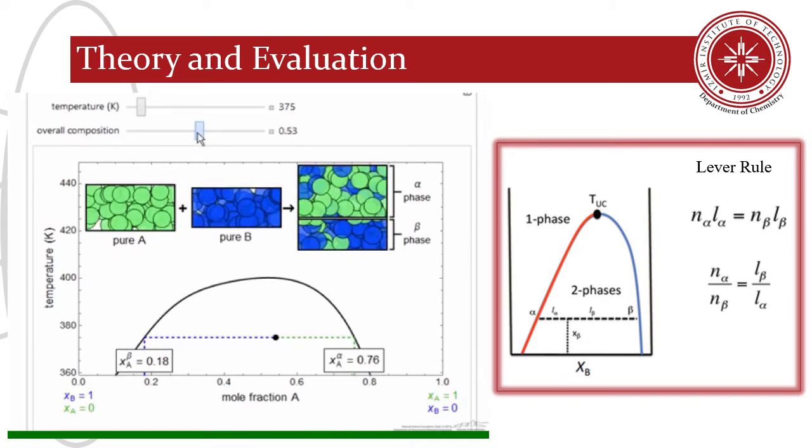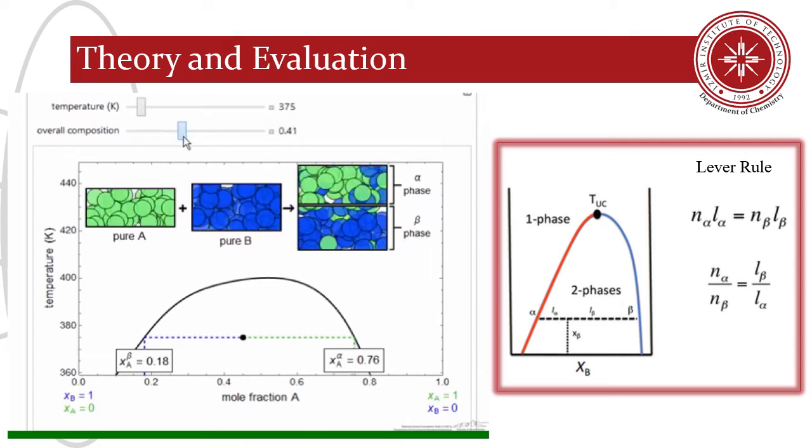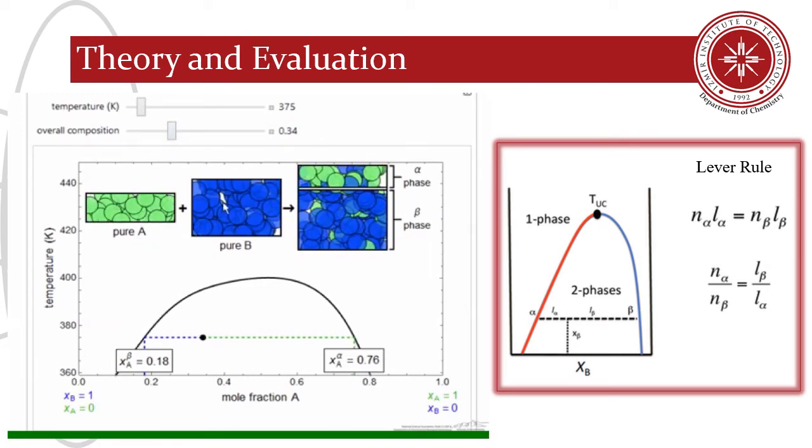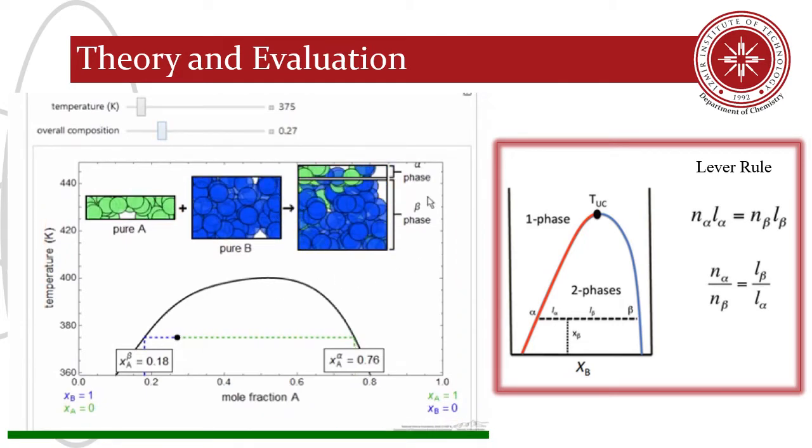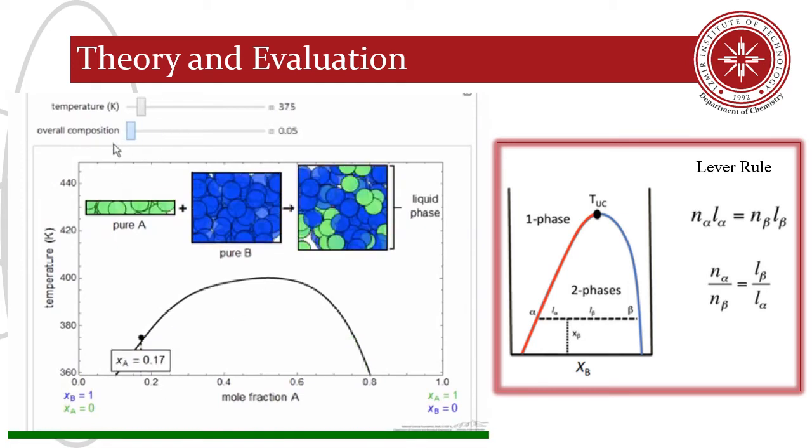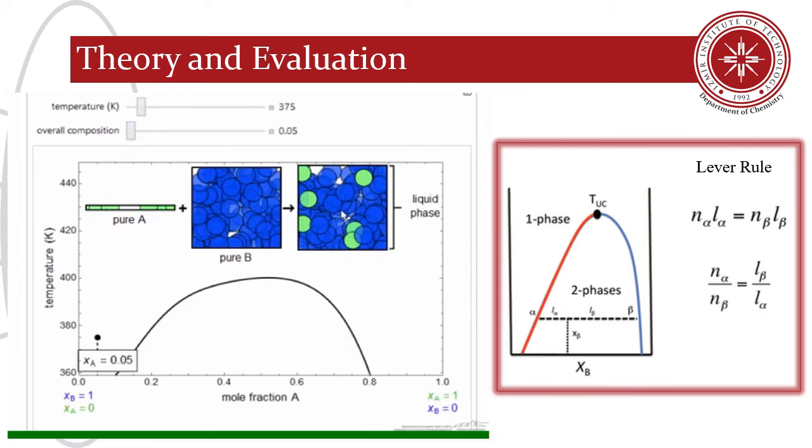I can change the mole fraction, and you can see the amounts of A and B that we're mixing together changes. Depending, of course, on where we are in the mole fraction, the amount of beta phase is increasing as I decrease the mole fraction of A, and the amount of alpha phase is decreasing. And I can lower the mole fraction so that we only have one phase. This one phase only has 5% component A, as represented on the right.